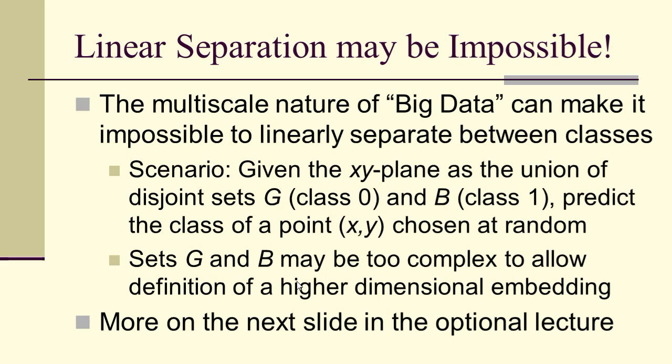So here's our scenario. Given the xy plane, let's think of it as the union of disjoint sets G, class 0, and B, class 1. G will be green and B will be black. And let's see if we can predict the class of a point xy chosen at random, given that the xy plane has this partition. The key here is that sets G and B may be too complex to allow definition of a higher dimensional embedding. Now, I say more in the next slide in the optional lecture. This is the optional lecture.